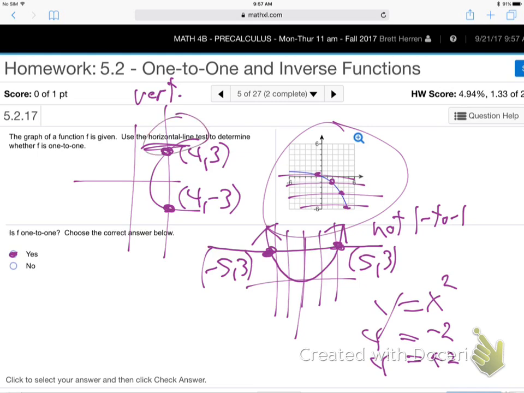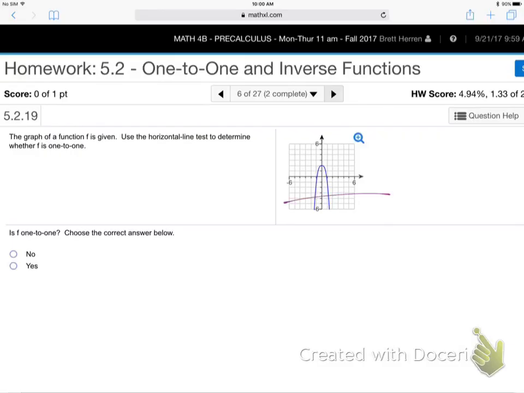They're only asking us about the horizontal because they already said it's a function. They're saying, we already know it passes the vertical. Test the horizontal. So that's what up here. See, it fails the horizontal line test. No, done. That quick. Yes, no.